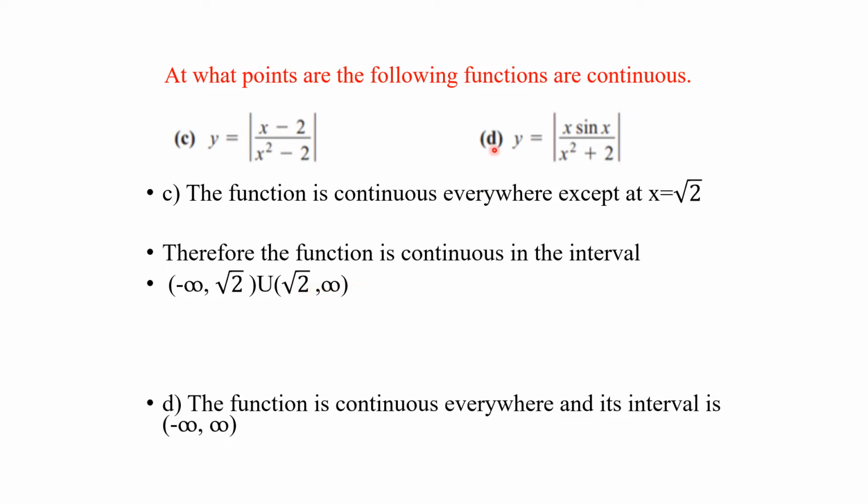For D, we have y equal to the absolute value of the ratio between x sine x divided by x squared plus 2. This function is also continuous everywhere and its interval is from negative infinity to infinity.